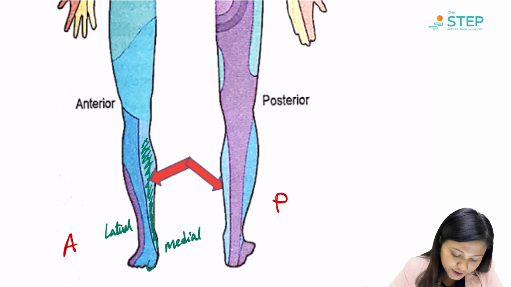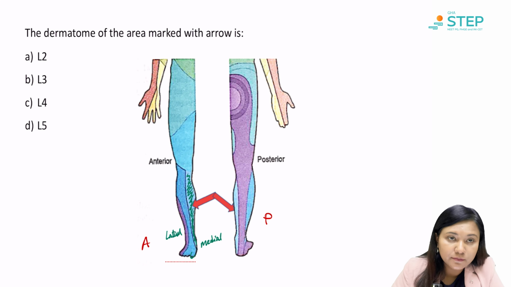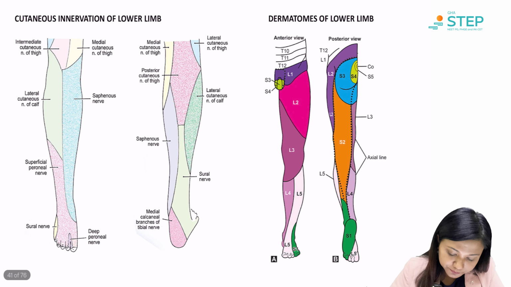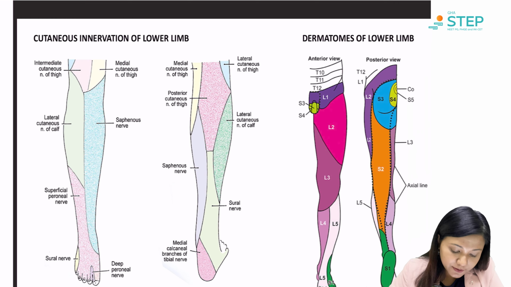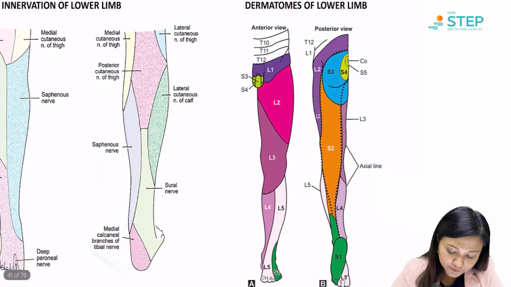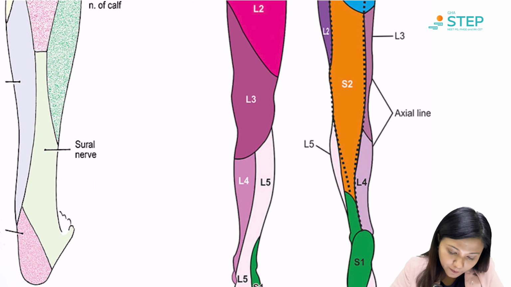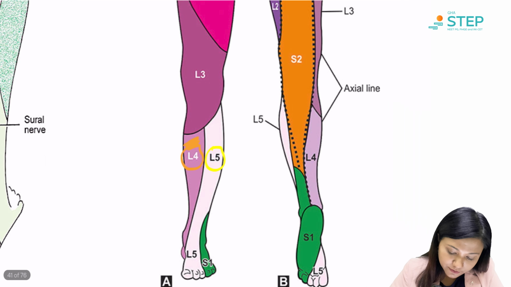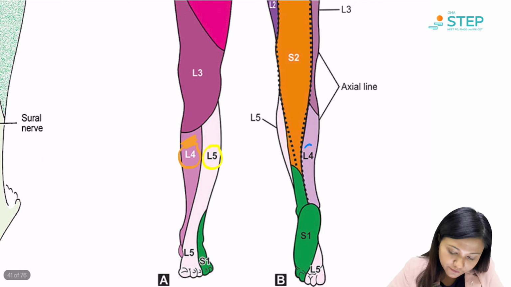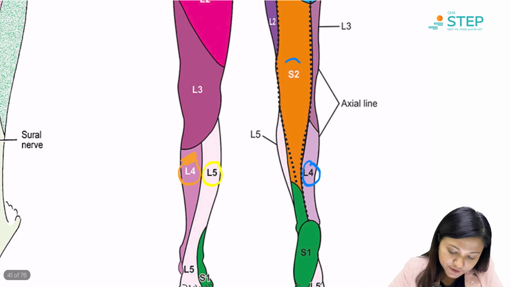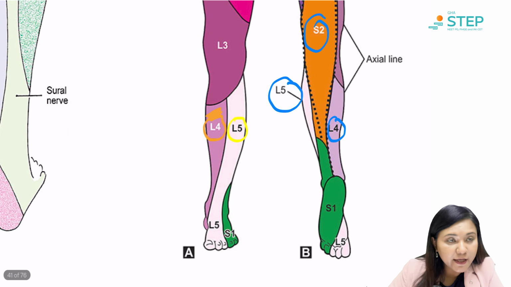So after getting oriented, you have to remember the dermatome. On one side you have the images of cutaneous innervation, and on the other side the dermatome. As you know, in the leg, the medial aspect, the dermatome is L4. Then you have L5, and on the posterior aspect from medial to lateral you have L4, in between you will have S2, and on the lateral aspect you will have L5. So the medial aspect will be L4 and the lateral aspect will be L5.